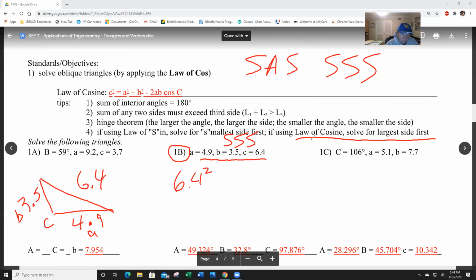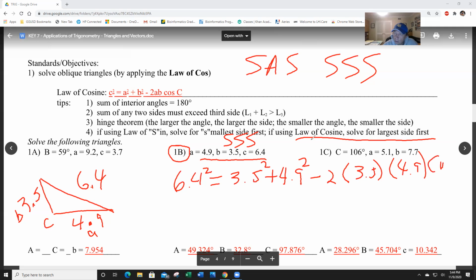Okay, so I'm going to go 6.4 squared equals 3.5 squared plus 4.9 squared minus 2 times 3.5 times 4.9 cosine C. Wow. There's a lot going on here.